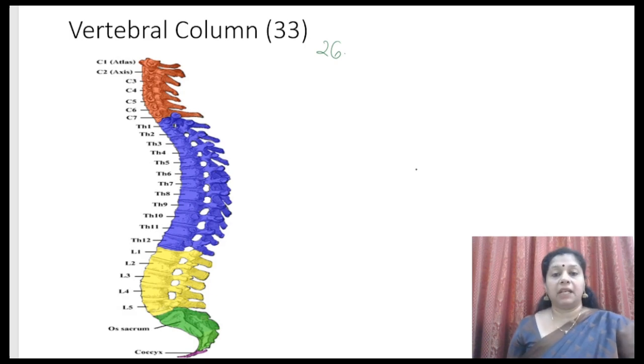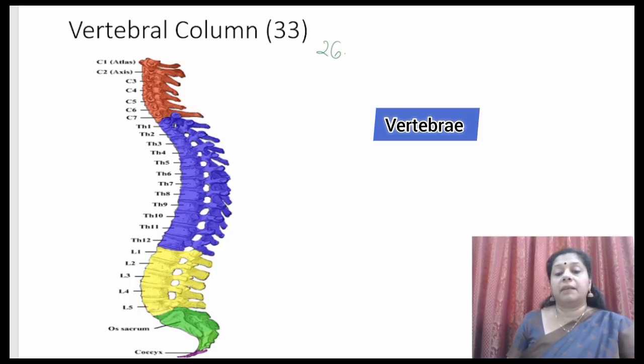Now coming to the vertebral column. The vertebral column is otherwise called our backbone. It is made up of different units called vertebra, plural vertebrae. Each vertebra has a central hollow portion, the neural canal, through which our spinal cord passes. That means the vertebral column provides skeletal support to the spinal cord.